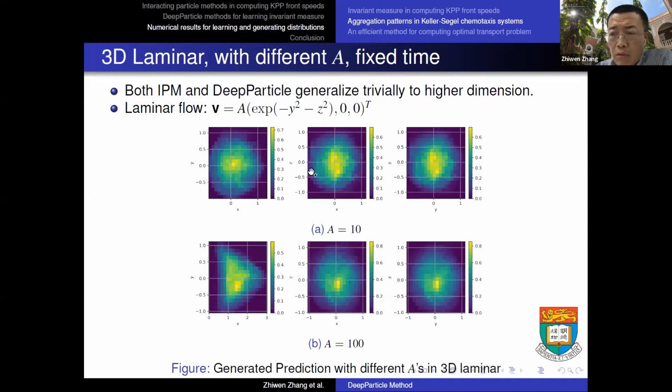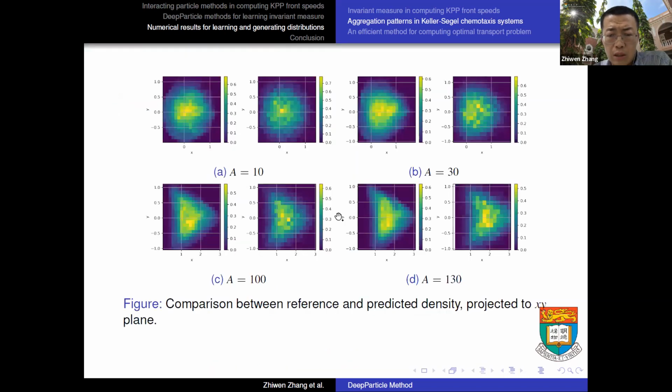I also want to say that for this interacting particle method and the DeepParticle method, the scalability from 2D to 3D is okay. However, if you use a finite element or spectral method, going from 2D to 3D is very, very expensive. So that's one of the advantages of this particle type method. This is some result.